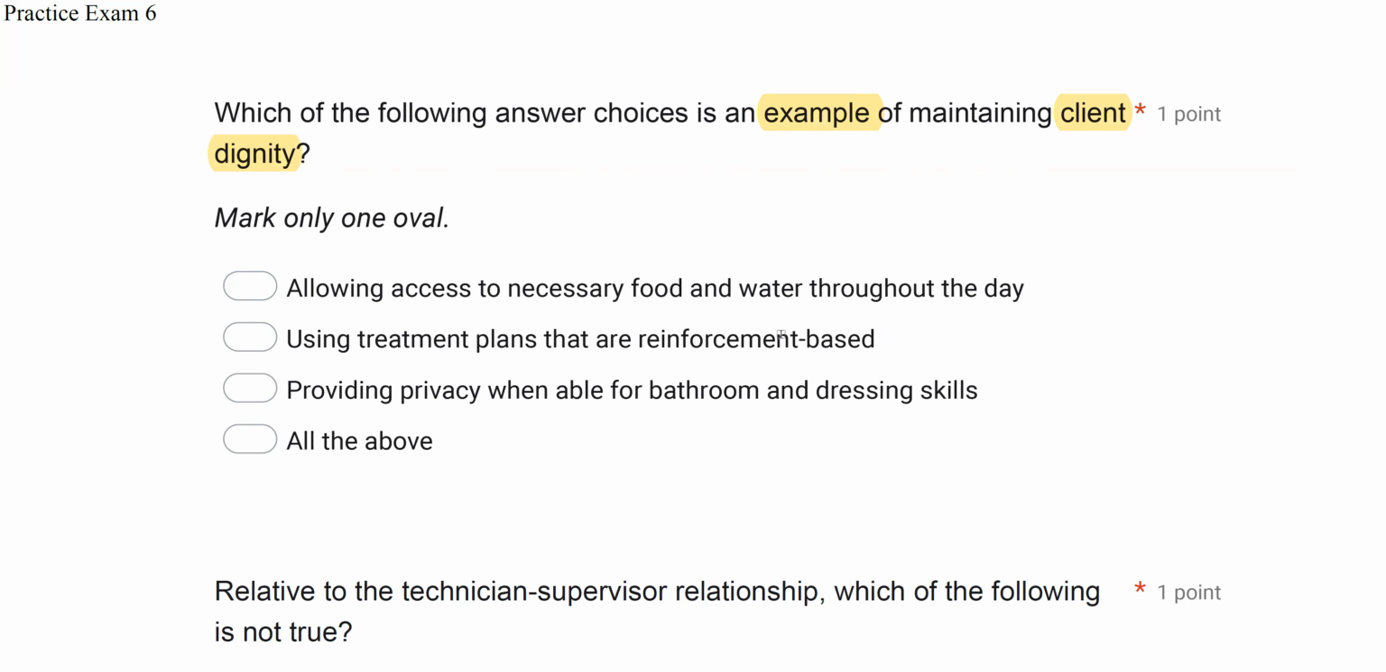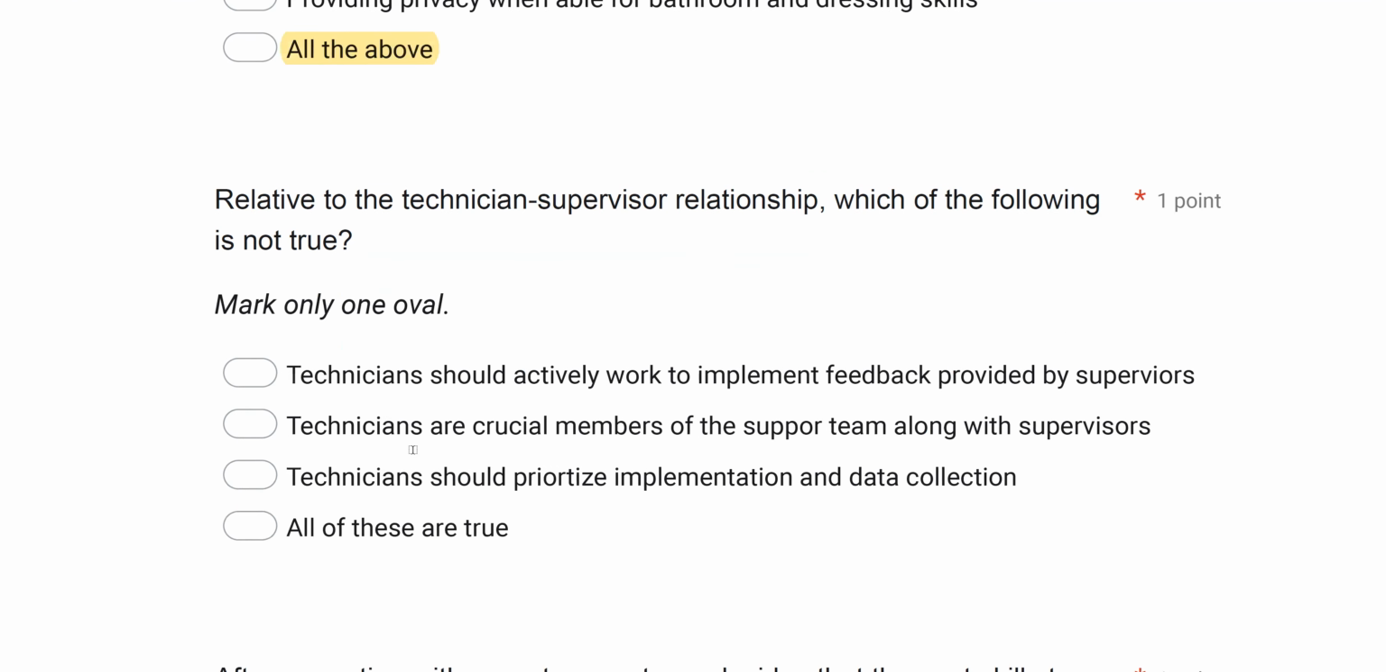So, which answer choice maintains dignity? Well, A, allowing access to food and water throughout the day. B, using treatment plans that are reinforcement based. And C, providing privacy when able for bathroom and dressing skills. These are things you would do for any person regardless of age, disability, or developmental level. So all of them are dignifying. Our answer is D, all the above.